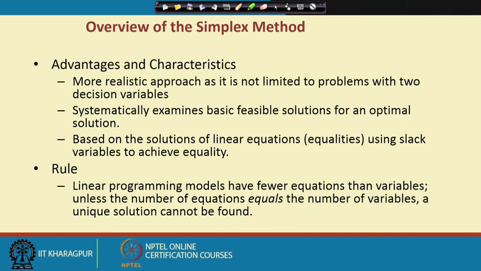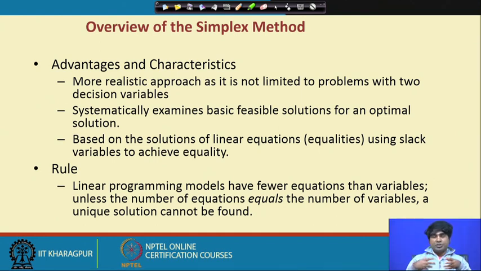So, linear programming models have fewer equations than variables. Unless the number of equations equals the number of variables, a unique solution cannot be found. Altogether it is a simultaneous equation system where we have more number of decision variables with respect to constraints. So, in a simultaneous equation system setup, if the constraints are not consistent with the number of variables, then we may not get a unique solution, and that is also equally applicable in the process of simplex methods, and as a result we may not get an optimum solution.